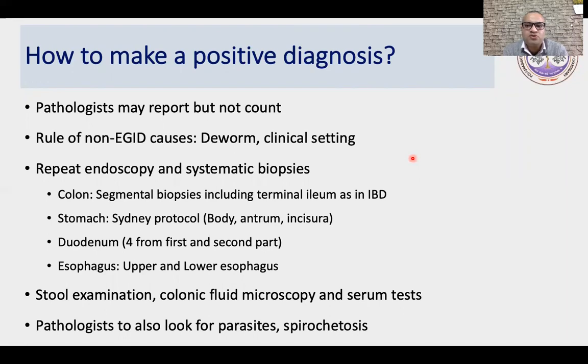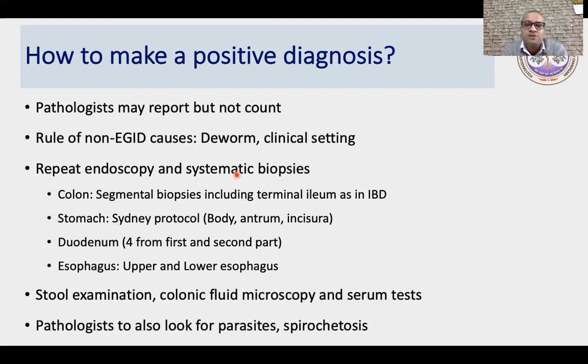Very important to read through the pathology reports, because the pathologist may report the eosinophils, but they may not count and they may not mention it as a differential diagnosis. When one finds eosinophilia, one must deworm the patient, look at the clinical setting, look at what else, any drugs, could have caused eosinophilia. Are there other causes which can explain eosinophilia? Repeat the endoscopy if possible.